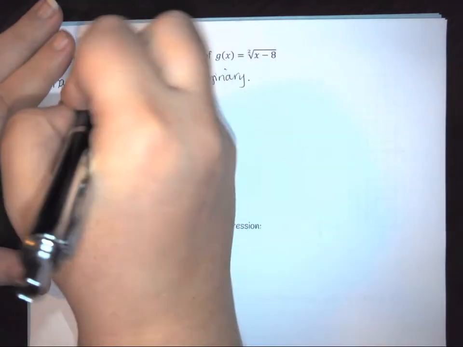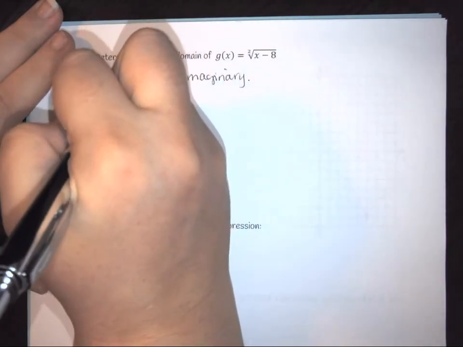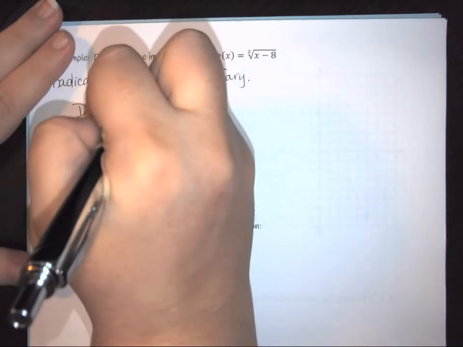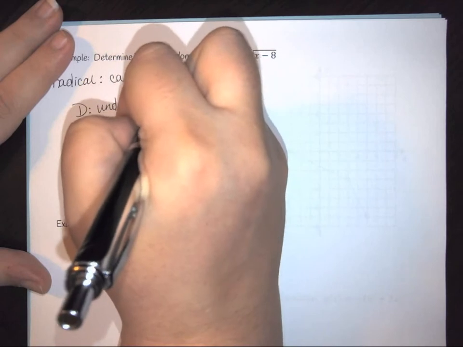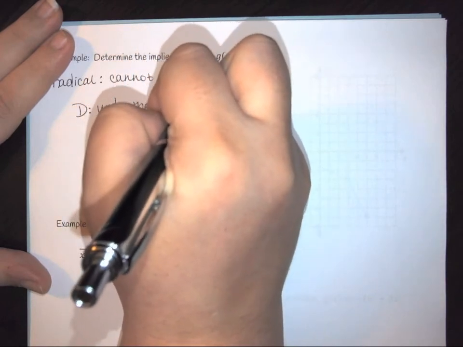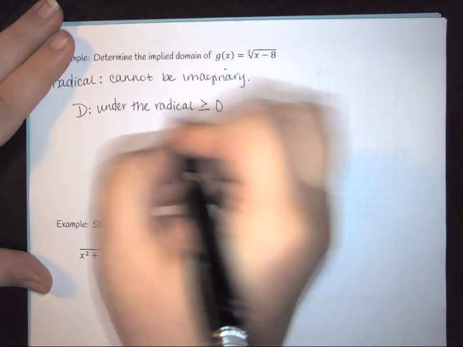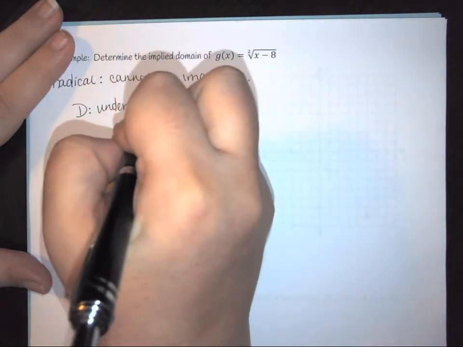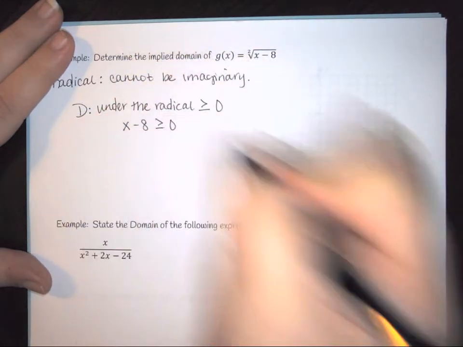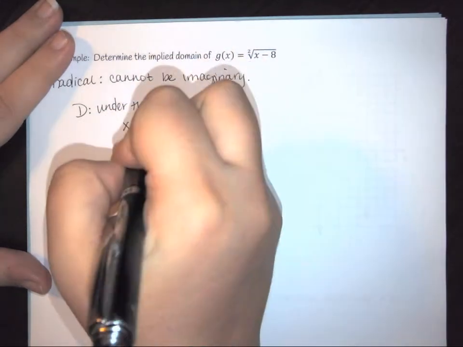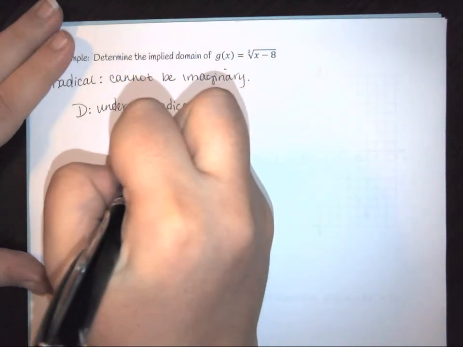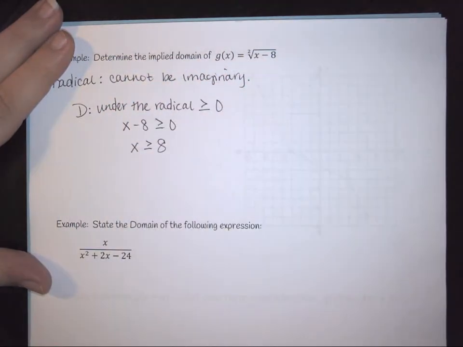Okay, that says that what you have under the radical is greater than or equal to 0. So that's what we have to solve. So under the radical here is going to be x minus 8 is greater than or equal to 0. Solve for x, we get that x has to be greater than or equal to 8.